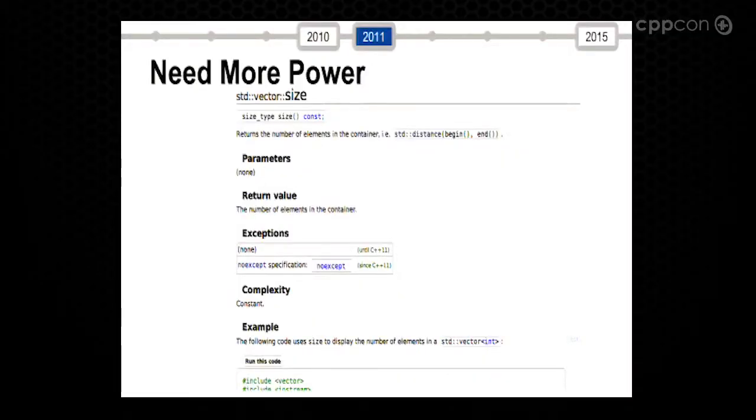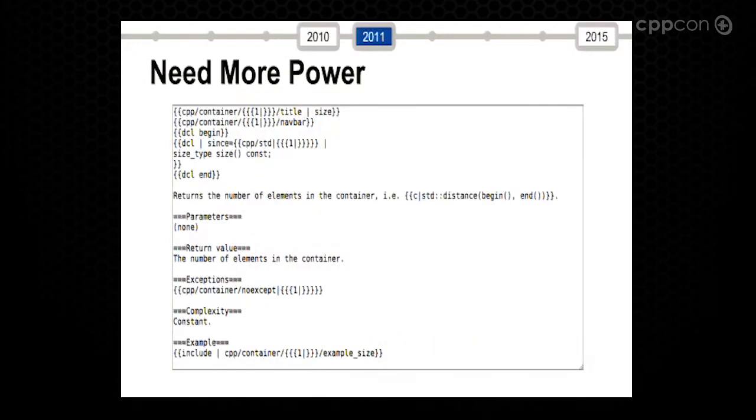So this is an example of what, for example, vector size might look like, the actual page running under MediaWiki. And this is current, as of today or yesterday probably. The actual code for it doesn't look too bad, but maybe that's because I'm used to seeing it. There's a lot of templates involved in this.